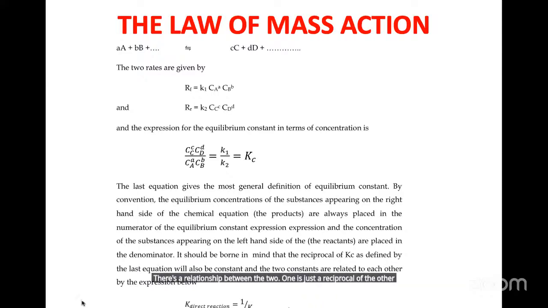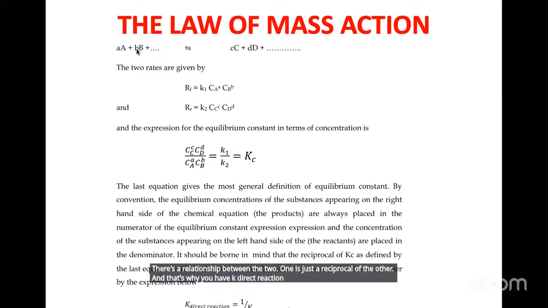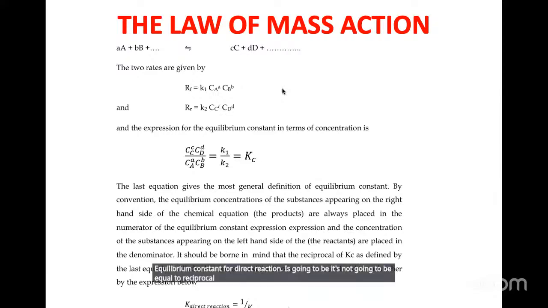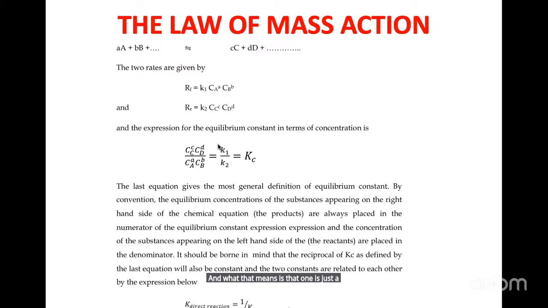That's why the equilibrium constant for the direct reaction, that is when you're moving from A, B to C, D, is just going to be equal to the reciprocal of the equilibrium constant for the reverse reaction. Because at the end of the day, the only thing that changes is that the denominator and numerator swap positions, and what that means is that one is just the reciprocal of the other.